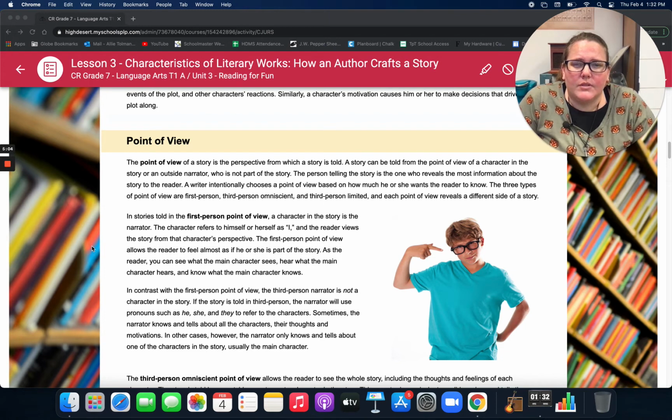The three types of point of view are first person, third person omniscient, and third person limited, and each point of view reveals a different side of the story.